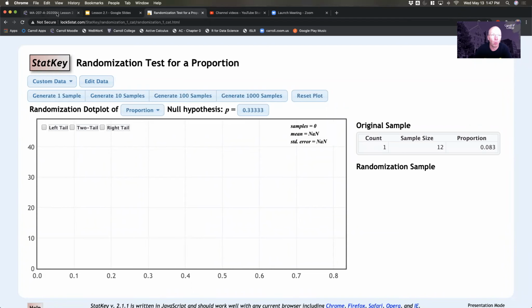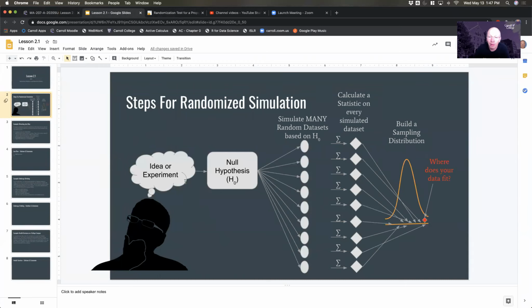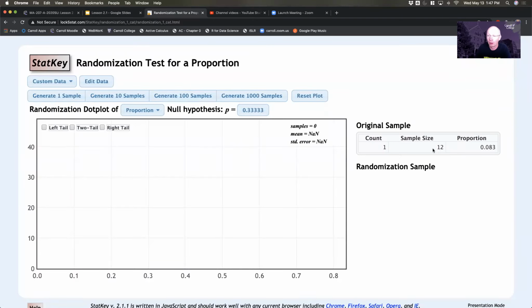So far I've told you what the null hypothesis is. And now I'm giving the computer enough information to build many different juries of exactly the same size, 12, assuming that the population they're pulling from is 33% minority. So that's what I'm telling it here. I've got 12 people in a big population, so I'm pulling samples of size 12 out of a huge population. And in that huge population, 33% are going to be minority.